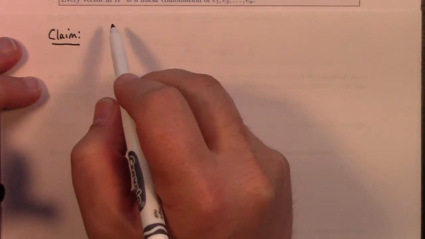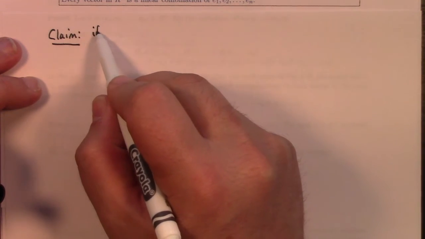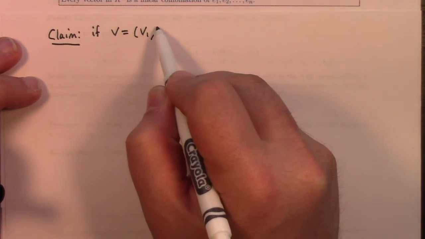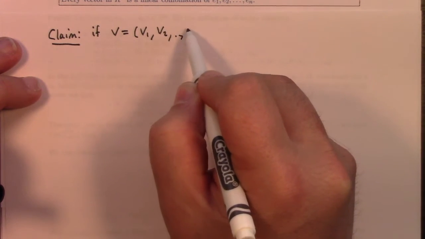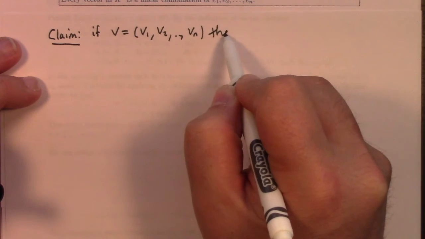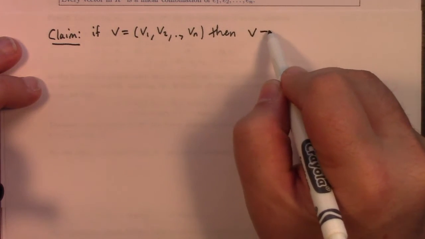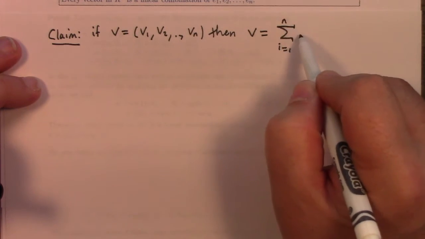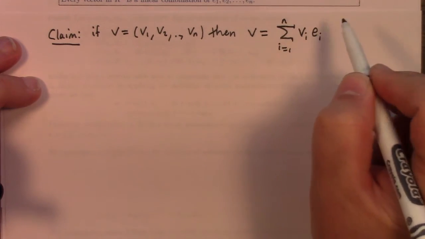And I'm going to claim that if V is equal to (V1, V2, ..., Vn), then V is equal to a sum, i equals 1 to n, of Vi Ei. All right?